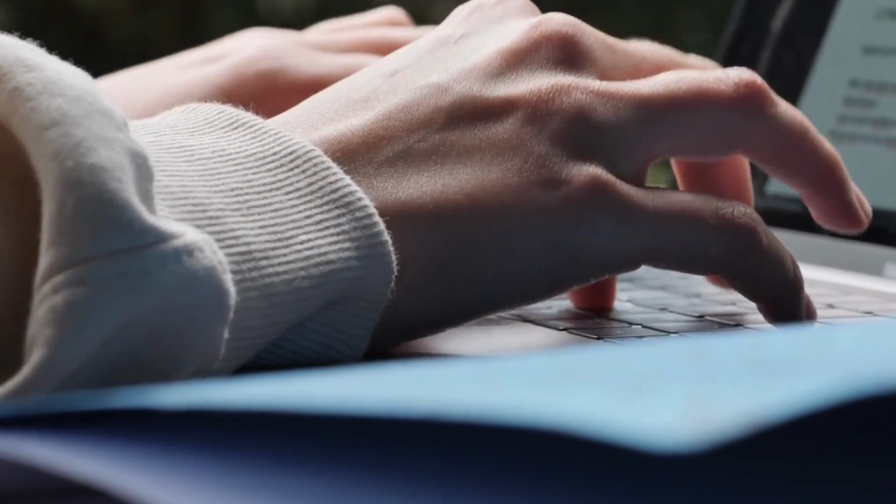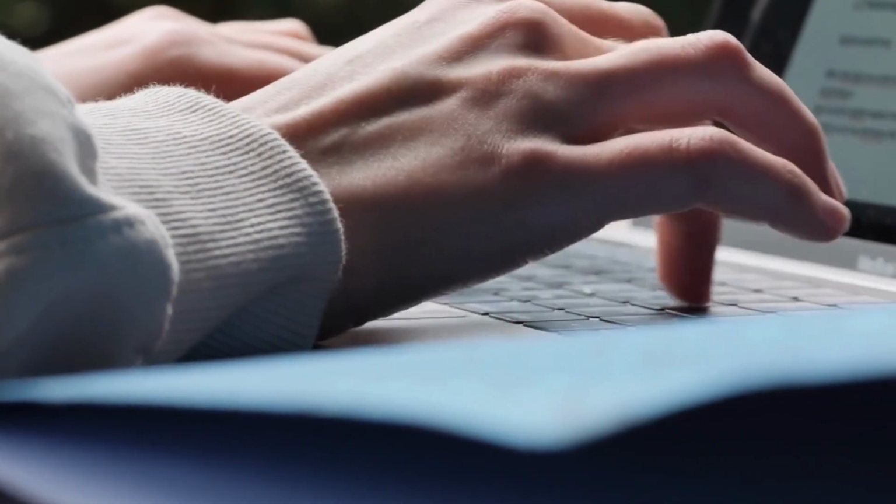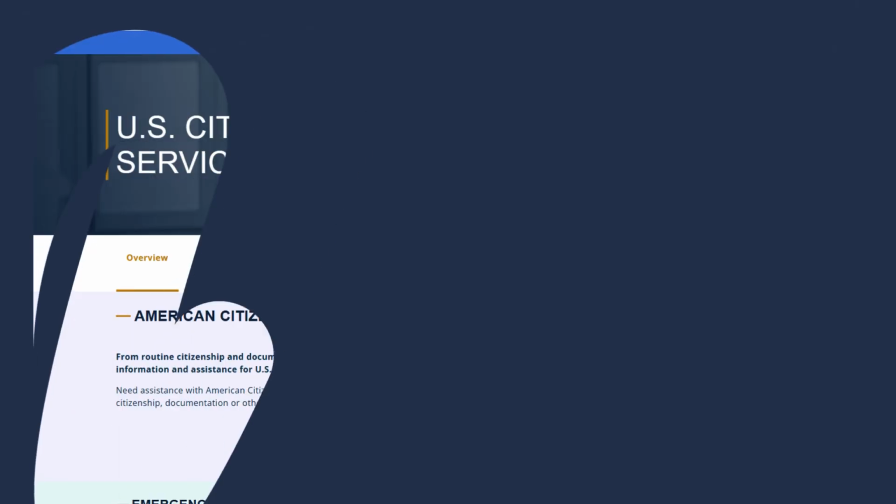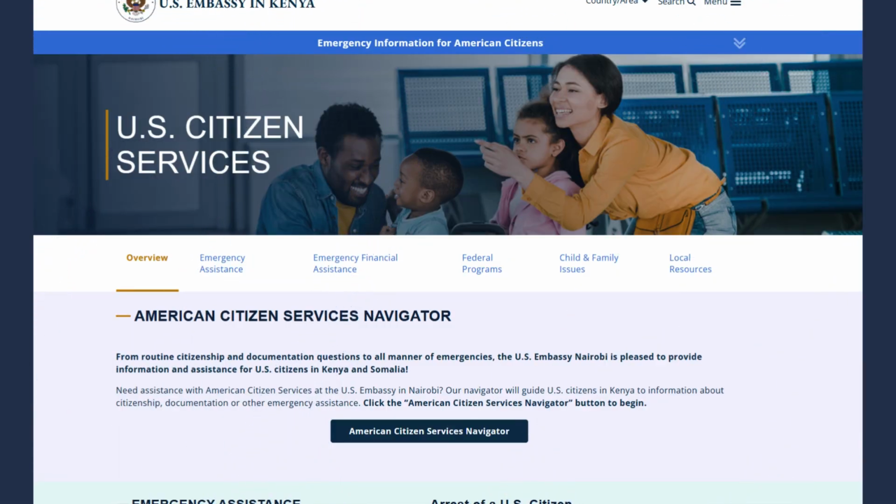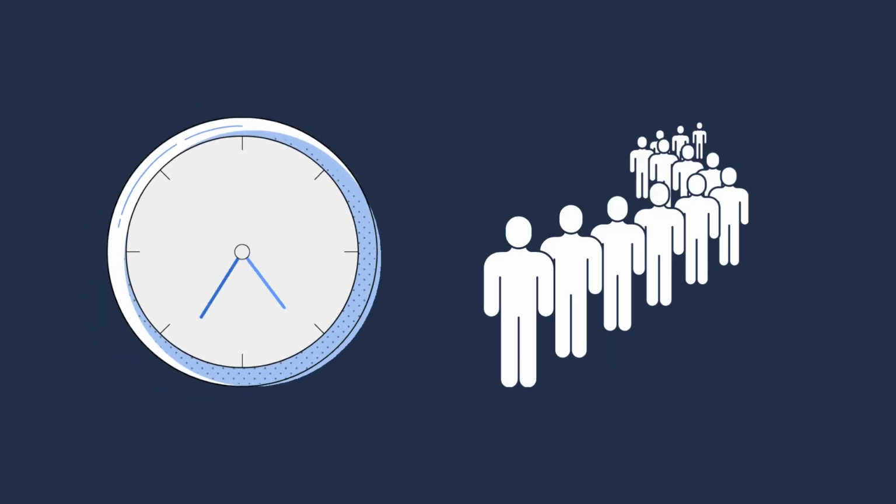Once you have created your application on eCRBA and paid the fees, you are now ready to make your appointment. To do so, go to the U.S. Embassy Nairobi website and find the U.S. Citizen Services section. Then go to the Navigator web-based program. It is best to plan early, as CRBA appointments are usually fully booked months in advance.